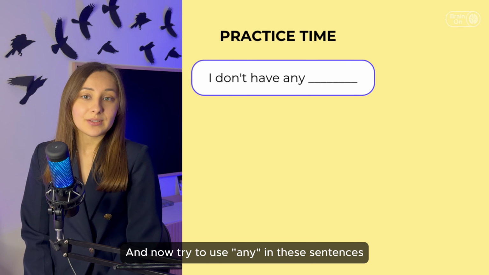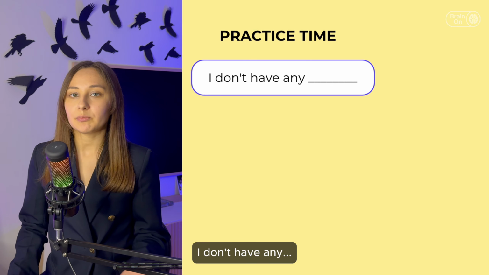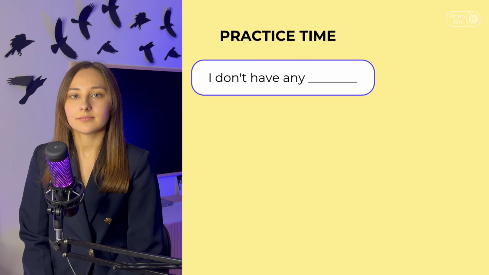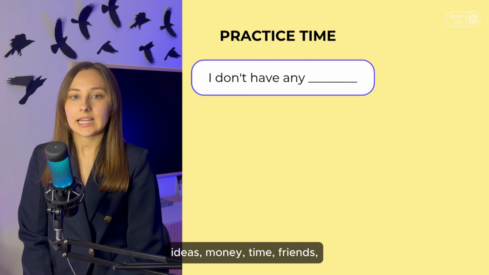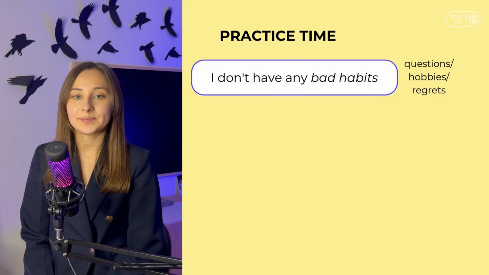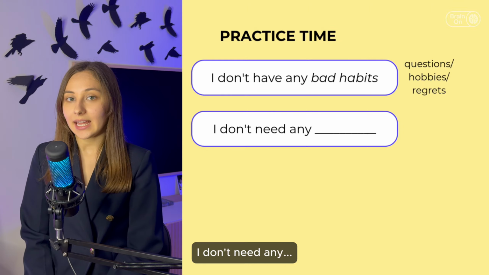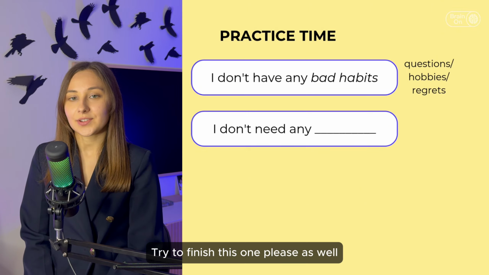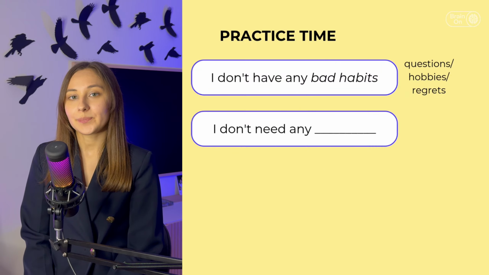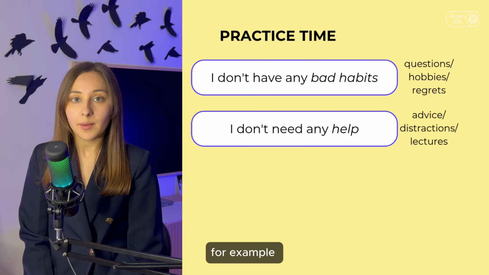And now try to use any in these sentences. I don't have any ideas, money, time, friends, bad habits, hobbies. One more. I don't need any. Try to finish this one, please, as well. I don't need any help. I don't need any advice, for example.